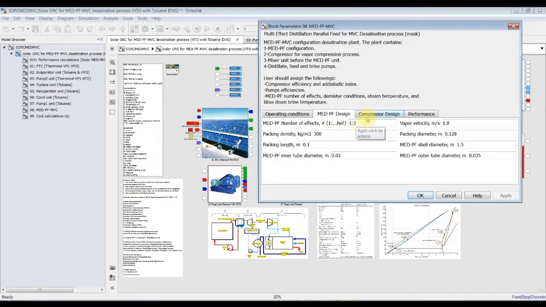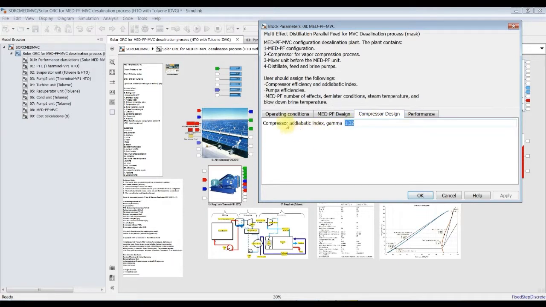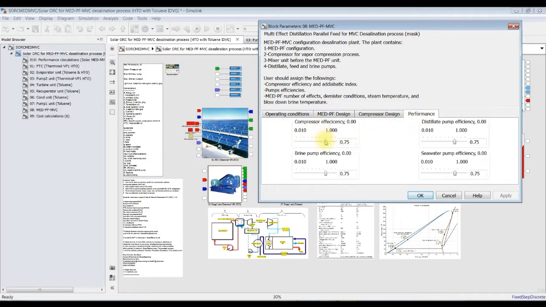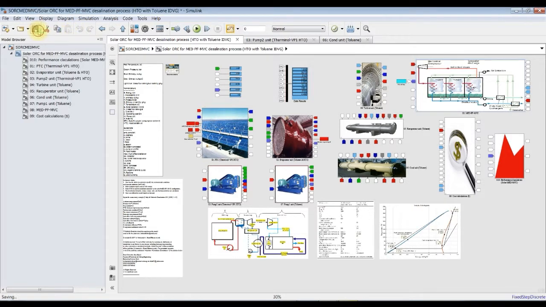Let's start with two effects. Compressor design: we can assign the compressor adiabatic index gamma, and performance. Some performances: compressor efficiency, pump efficiency, brine pump efficiency, distillate pump efficiency, and seawater pump efficiencies. Okay, let's hit run.